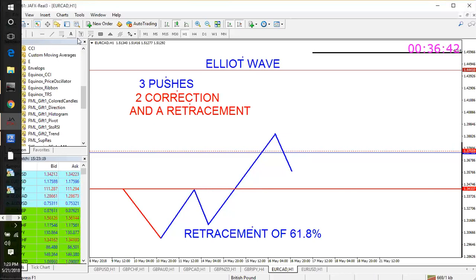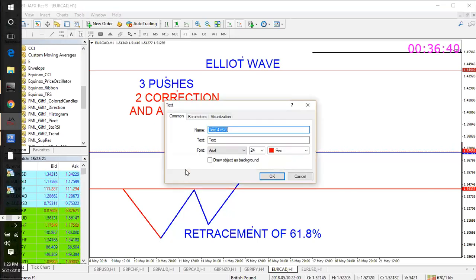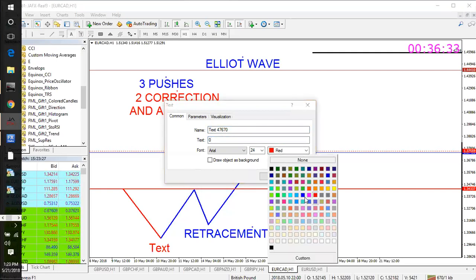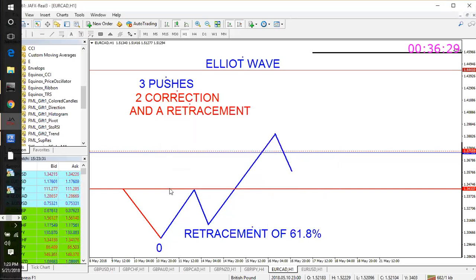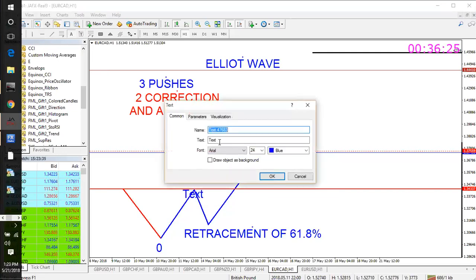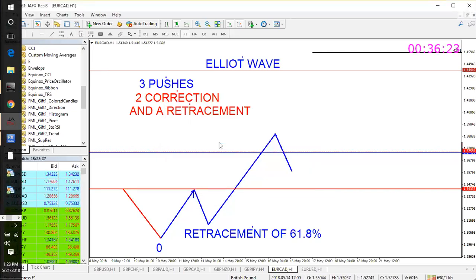As a matter of fact, let me label them. This is 0. Remember, I call it the Elliott wave 5 pushes. There are 5 waves, rather. This is called 0, this is the 0 point. And this is 1. This is 1. And this one will be what?